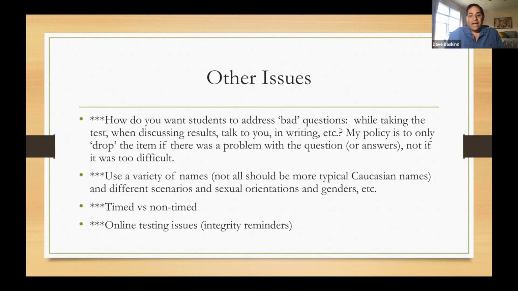Okay. So earlier, someone was asking me about the timing of tests, and admittedly, this is a really difficult item.